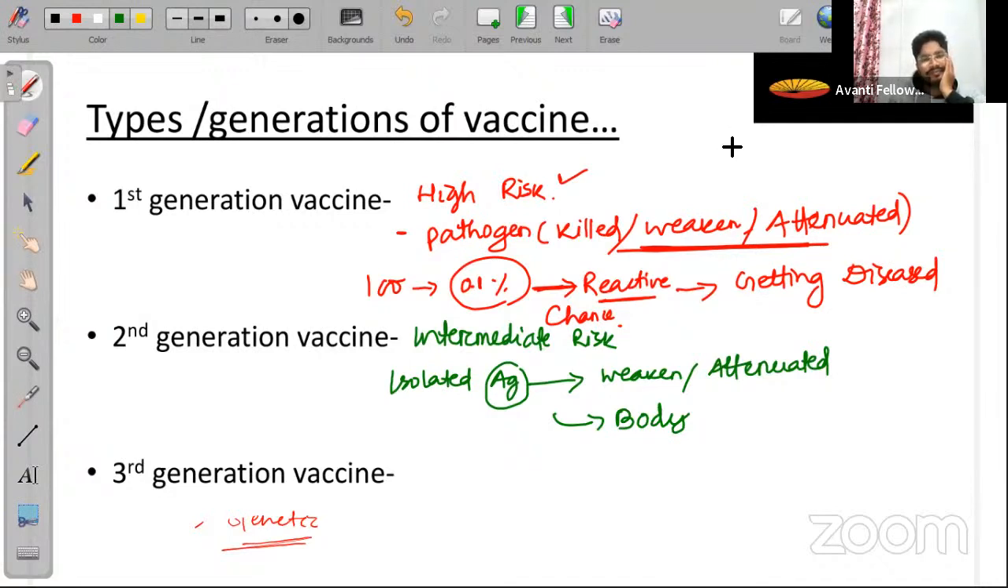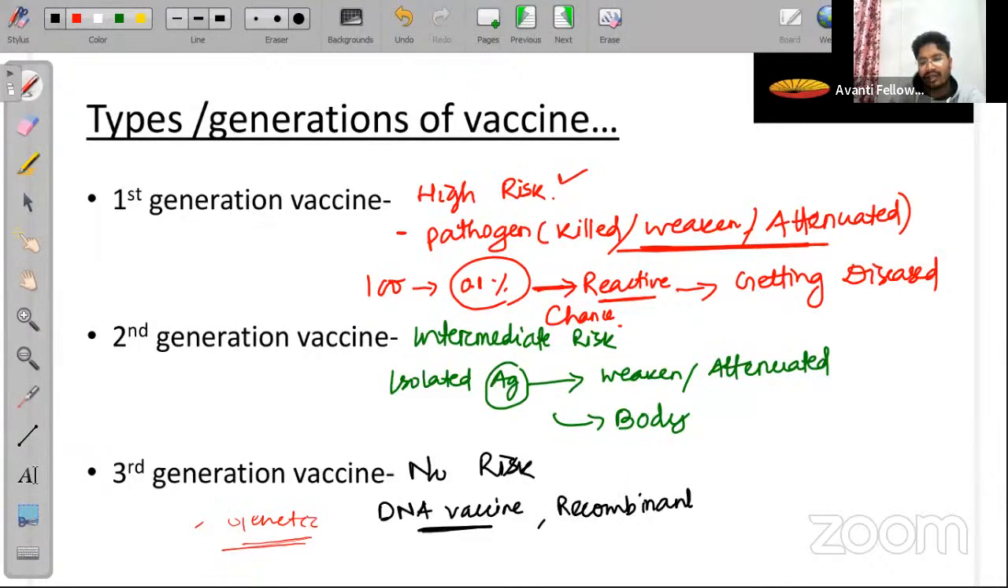And next one is your third generation of vaccine. Third generation of vaccine in general doesn't have any risk, no risk. Why? Because these are also called DNA vaccine. They are also called recombinant vaccine.